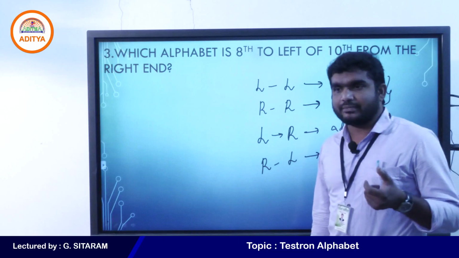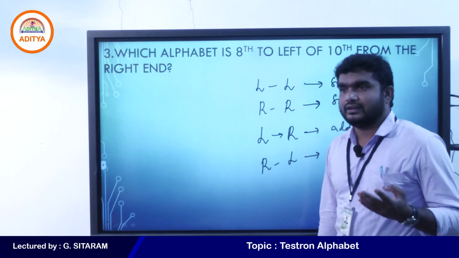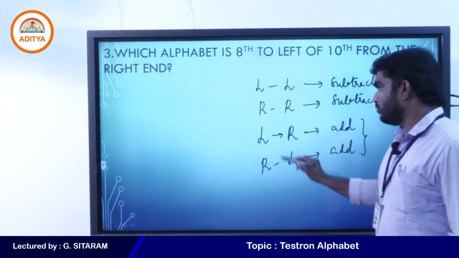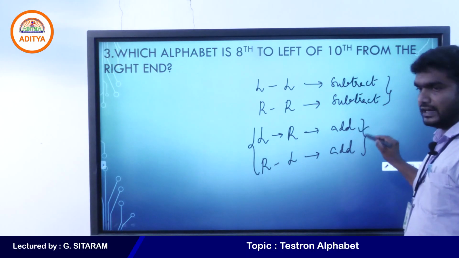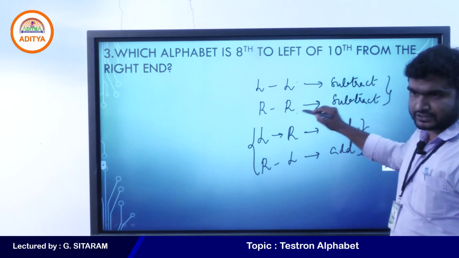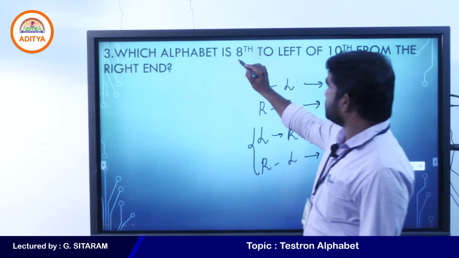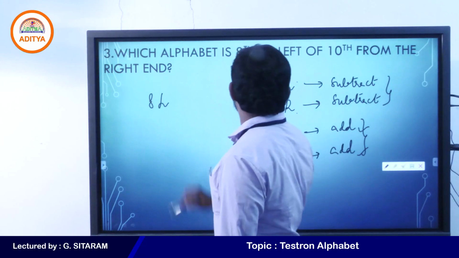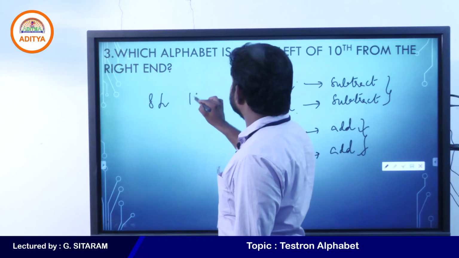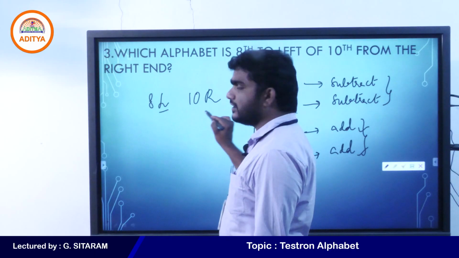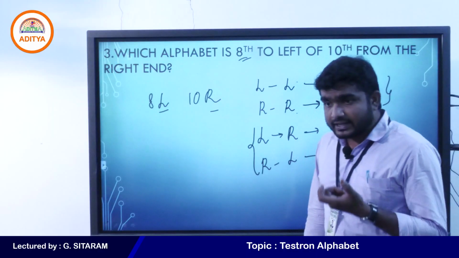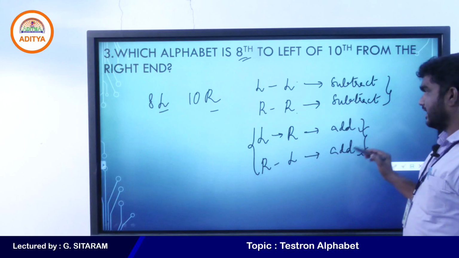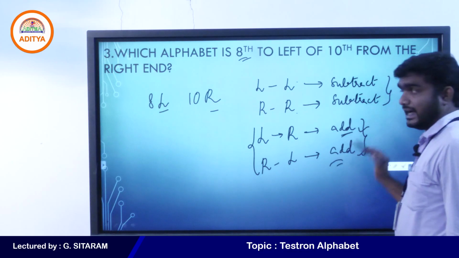If both are in the same direction, left and right, or left, right and left combination. If both are in different directions, then you have to add those two values. If both are in the same direction, you have to just subtract. Suppose, coming to this question, eighth to the left of the tenth from the right hand. If both are in different directions, what should you do? You have to just add those things.